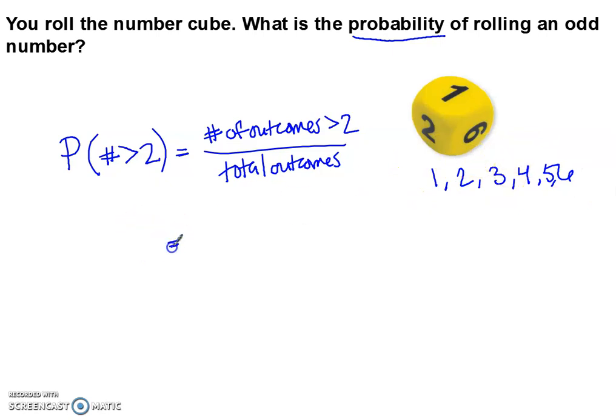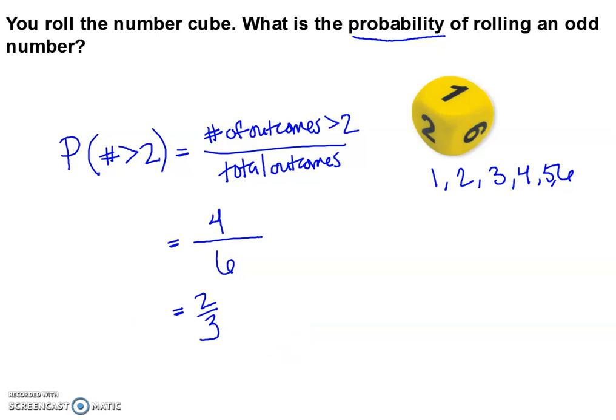How many outcomes are there? There are 6. How many of them are greater than 2? 3, 4, 5, and 6. So there are 4 of them greater than 2. So the probability of rolling a number greater than 2 is 4 out of 6. You can reduce that to 2/3. Now, would you say that the probability is likely to occur, unlikely, impossible? This is like a 67% chance, so it's likely to occur.